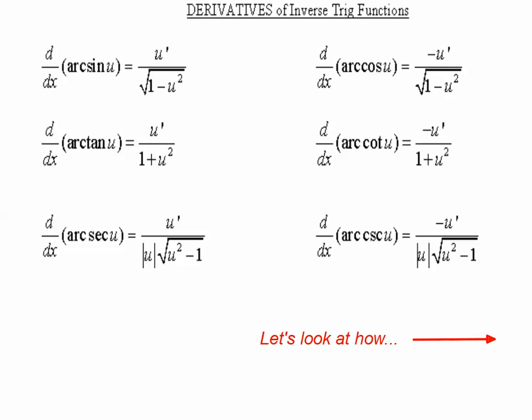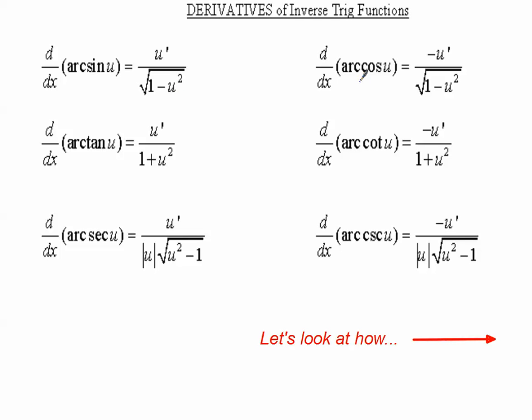Here we are now into the derivatives of the inverse trig functions. Basically, I'm going to ask you to memorize these 6 trig derivatives. However, 3 of them are very much like the first 3, so there's not really that much to memorize. Notice that the derivative of arcsine of u is u prime over the square root of 1 minus u squared.